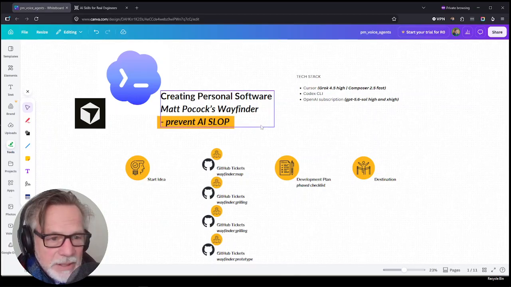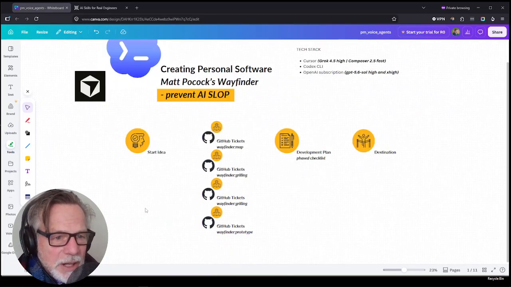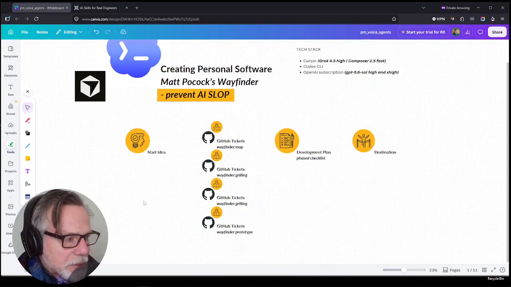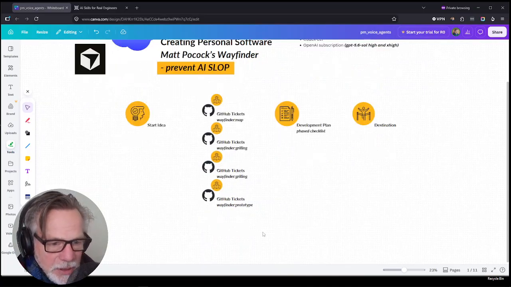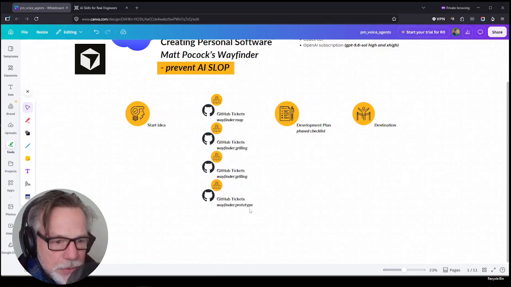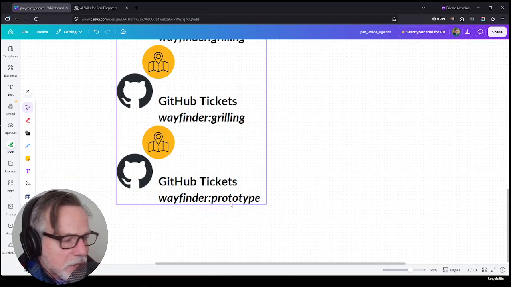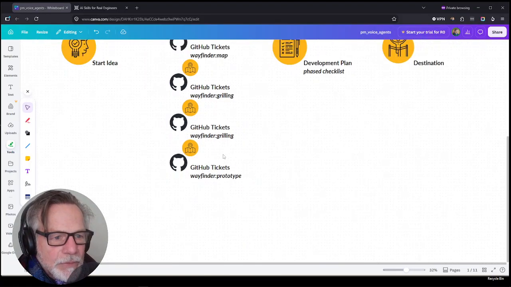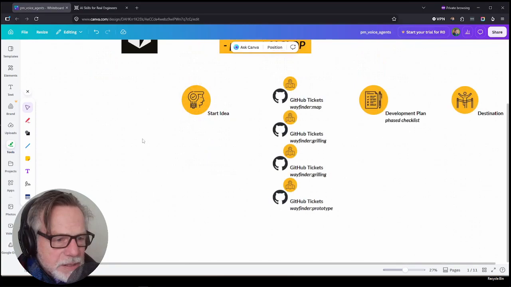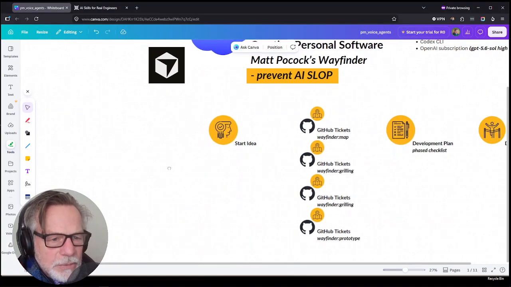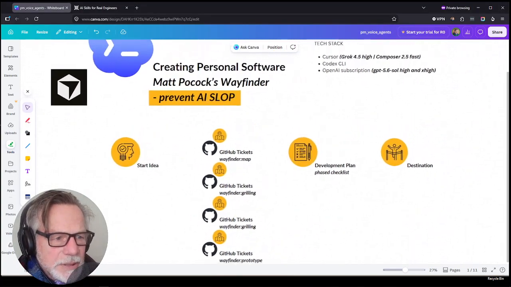So this is all rooted in Matt Pocock's skills, and this one is specifically looking at a process in the Wayfinder skill. This is not a deep dive into Wayfinder. I'm just wanting to look at a very specific part of this and show you what the prototype does. Prototype is part of the Wayfinder process. Well, it can be part of the Wayfinder process. So quickly, let's have a look at what the Wayfinder is.